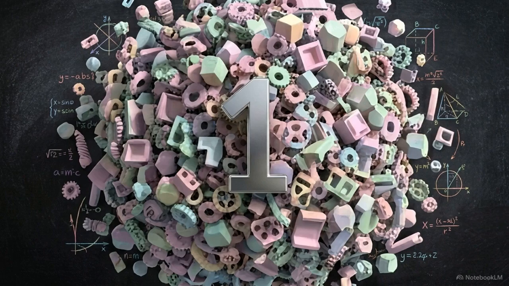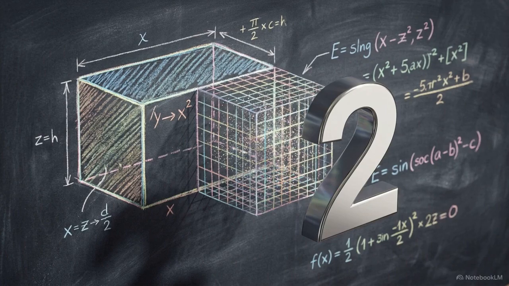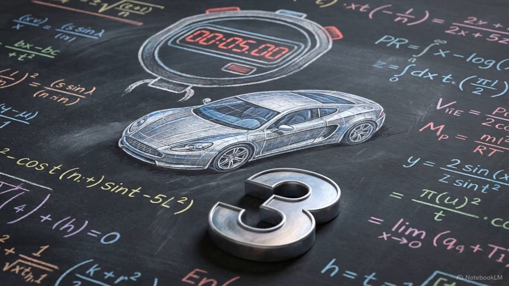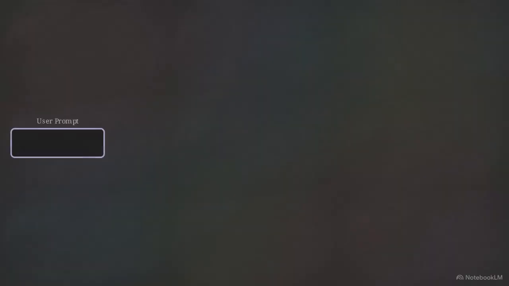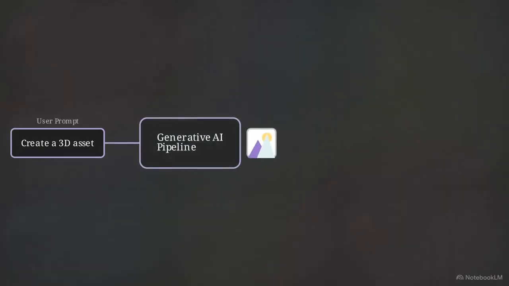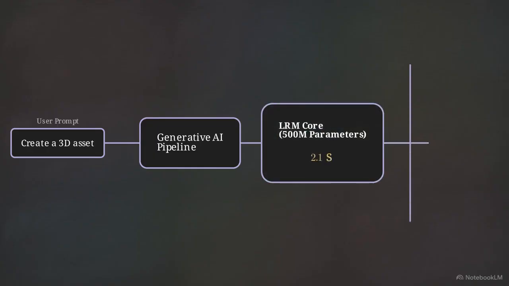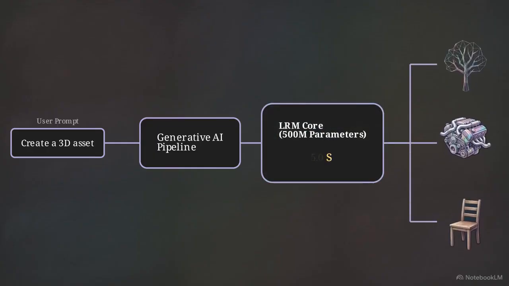First, abandoning small, category-specific training sets for the 1 million object scale of Objaverse and MVMNet. Second, mapping 2D inputs directly to a continuous neural radiance field using a 500 million parameter transformer. Third, achieving a 5-second inference speed that extracts solid, usable 3D assets from raw 2D pixels. These 3 pillars demonstrate exactly how data scale and high-capacity networks solve previously intractable rendering bottlenecks. The implications point directly to natively integrating LRM architectures into broader text-to-3D or generative video pipelines, enabling instant volumetric generation.